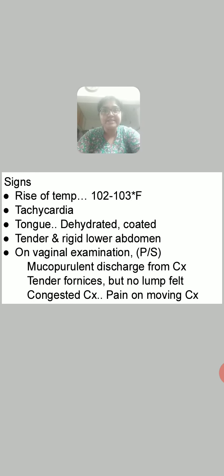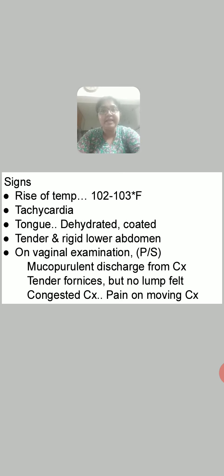Now we come to the signs. Rise of temperature, that is 102 to 103 degrees Fahrenheit. In the symptoms we talked about fever with rigor, and when we measure the body temperature it may be 102 to 103 degrees Fahrenheit. Tachycardia, tongue may be dehydrated or coated, tender and rigid lower abdomen.